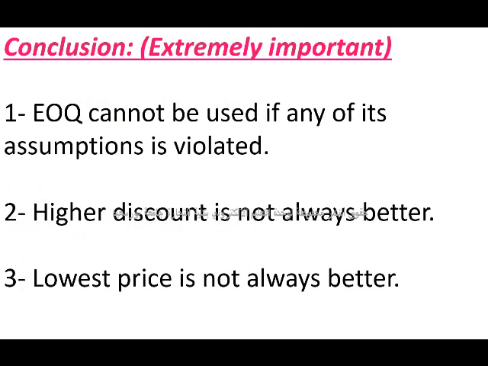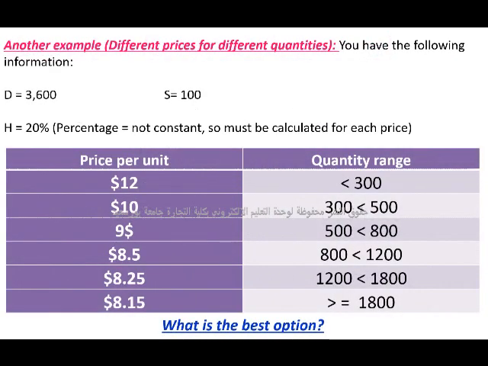Just read this conclusion and understand each point. Form of discount: different price with different quantities. You can see from this exercise, demand will be equal to 3,600. Ordering cost is 100. H will be 20% of the price. And you have these prices with quantity.